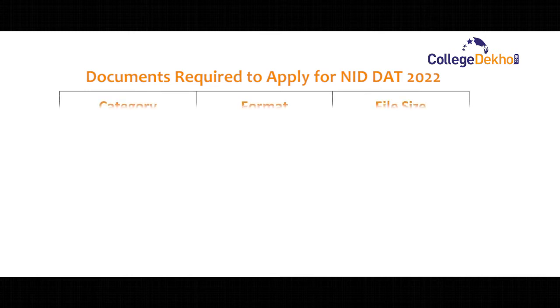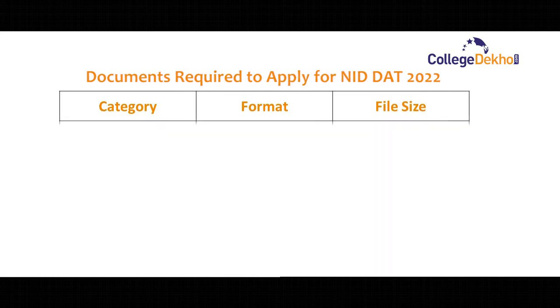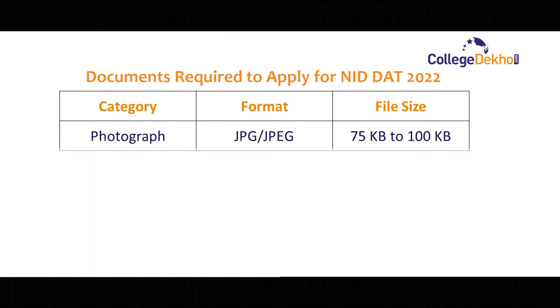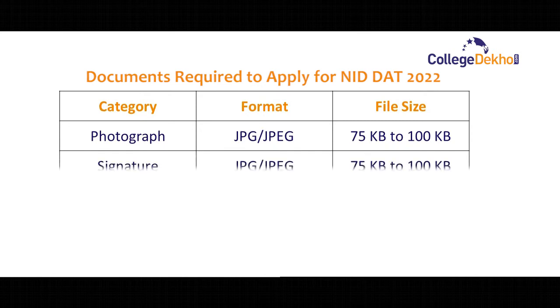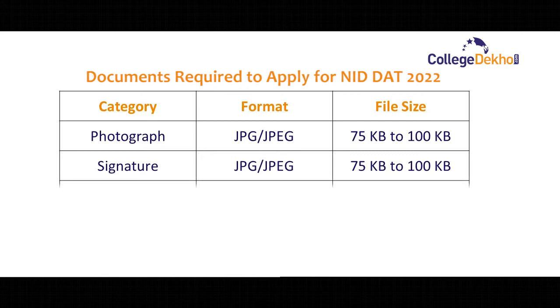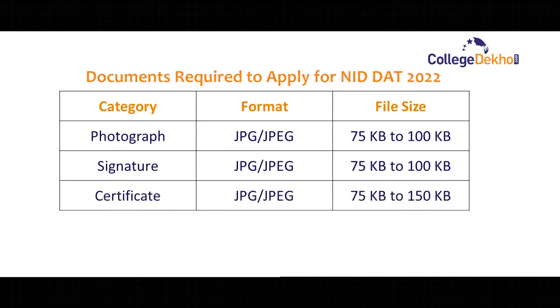The set of documents that need to be uploaded on the application form of NID DAT are different for each category except for photograph and signature, which are common for all aspirants. A colored and scanned copy of a recently clicked passport size photo needs to be uploaded on the application form. It must be taken at a professional studio and must be in JPG or JPEG format. The minimum file size must be 75 KB and the maximum file size must be 100 KB.